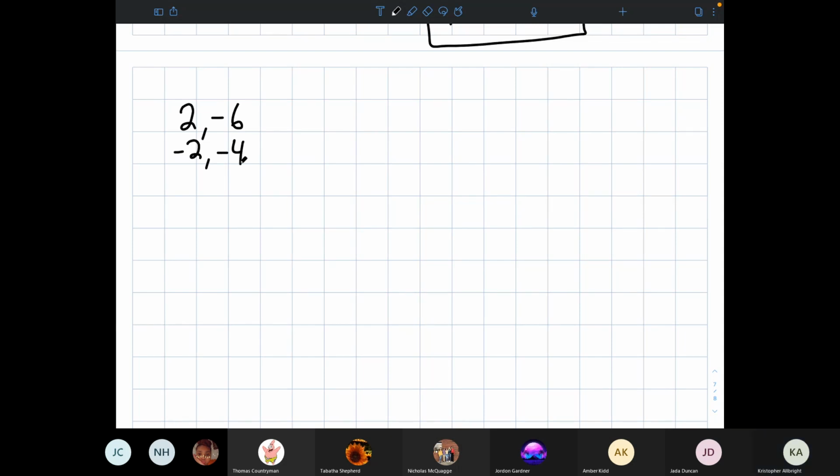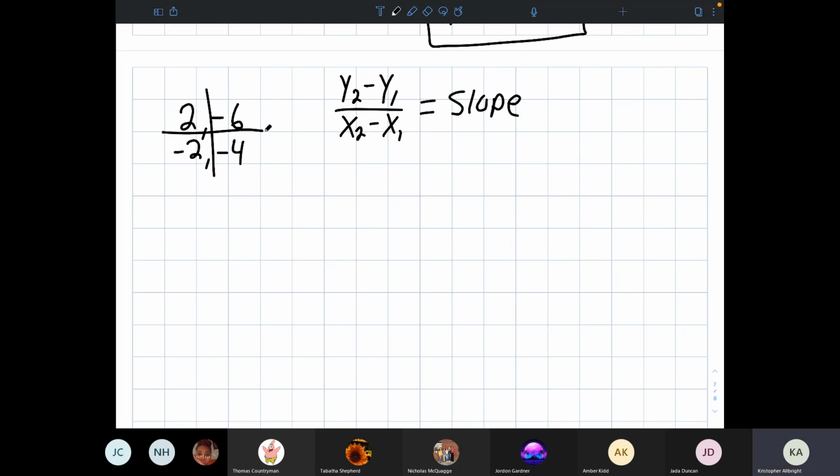So if we do this, we need the slope formula. The slope formula is going to give us the slope between these 2 points. The slope formula is y2 minus y1 over x2 minus x1, and this will give us a slope. So when we plug in, I say this is point 1, this is point 2, this is x, this is y.